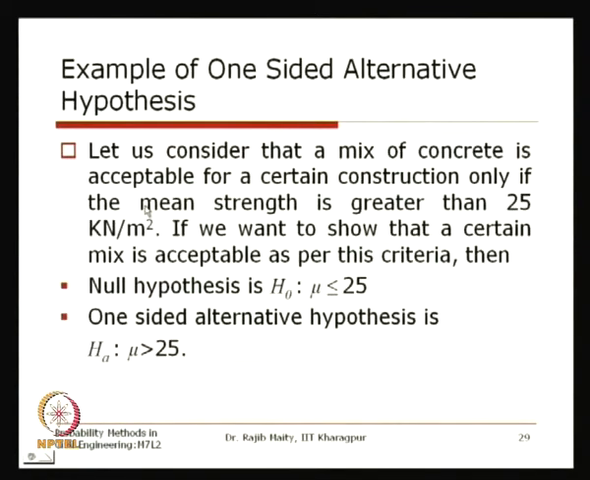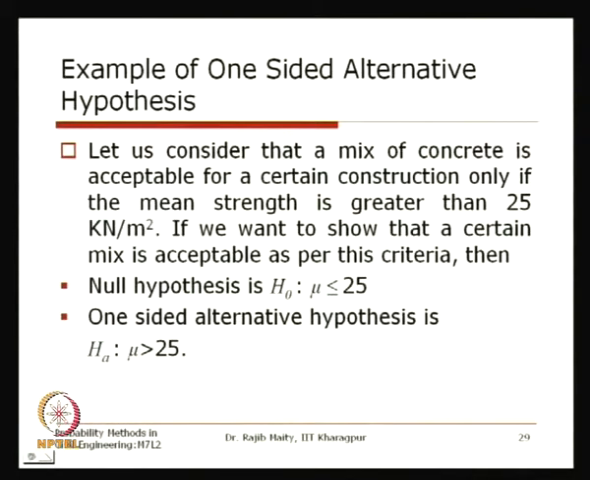Now, an example of one sided and two sided we will see. Let us consider that a mix of concrete is acceptable for a certain construction only if the mean strength is greater than 25 kilonewton per meter square. So, if this is the threshold value, and only if the strength is greater than this, then it is accepted. Whether, based on the sample data, we should accept that the strength is greater than 25 kilonewton per meter square or not, that we will see.